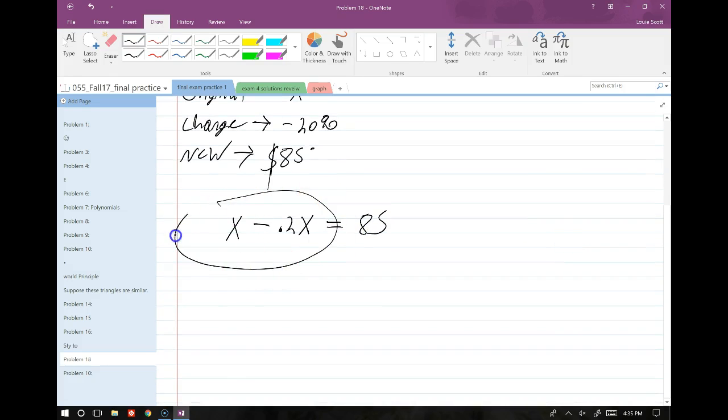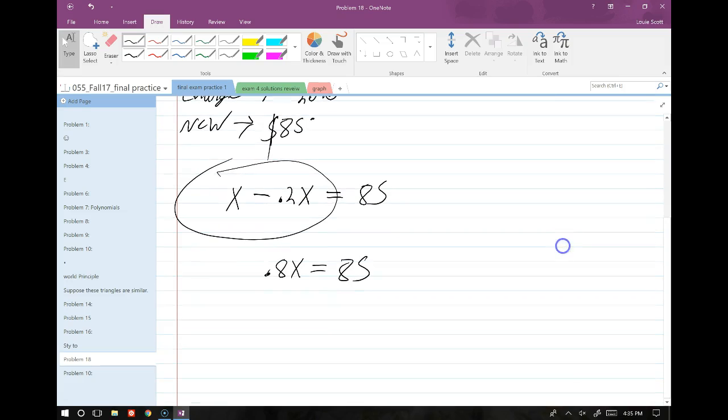Now we just consolidate our x's. x minus 0.2x equals 0.8x. That is equal to 85. And so now I divide both sides by 0.8, and I work it out on the calculator to figure out what it was. 106.25. So that was the original cost of the ugly sweater, but they discounted it by 20%.